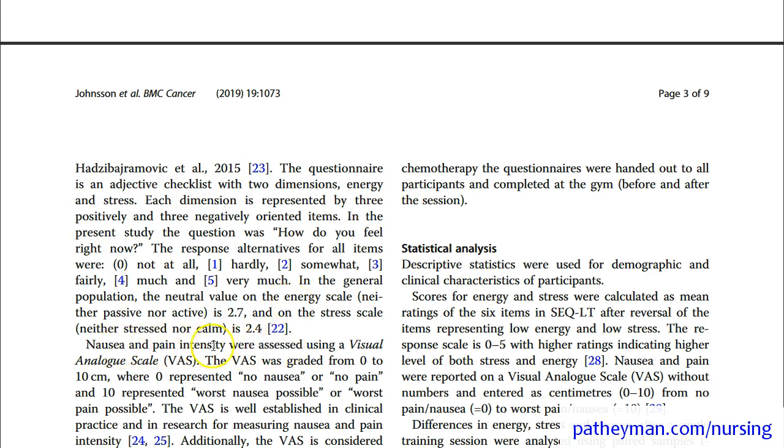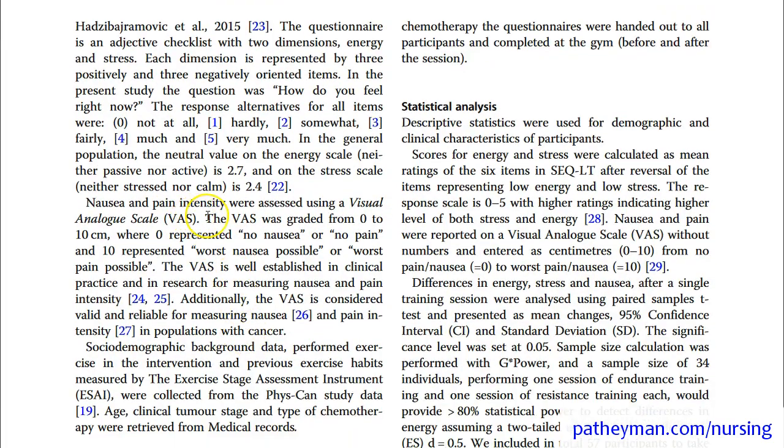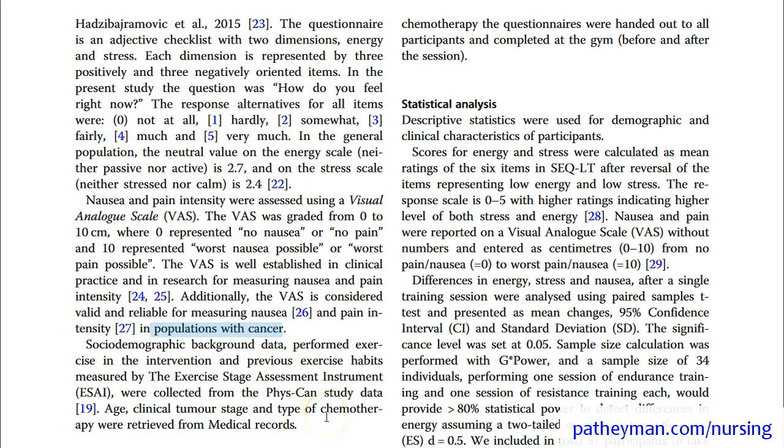Next, the nausea and pain intensity were assessed using the visual analog scale. So basically they used the visual analog scale from 0 to 10 centimeters, and they did one for each of them, one for nausea and one for pain. And they say the VAS is considered valid and reliable for measuring nausea and pain, and they cite some references there. In this case, they do specifically say populations with cancer. And then they did some socio-demographic background and other things.